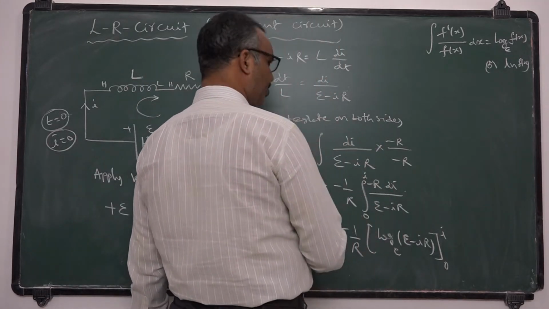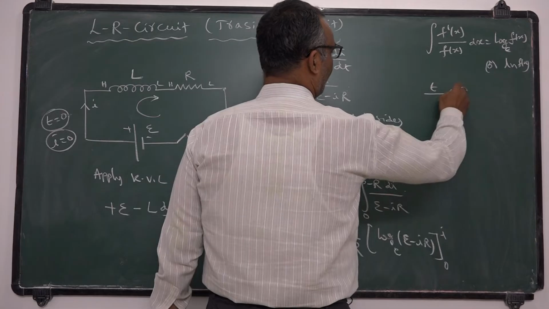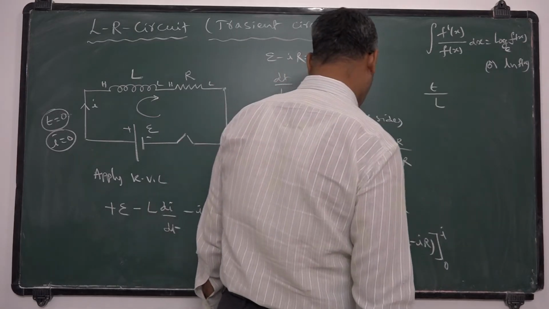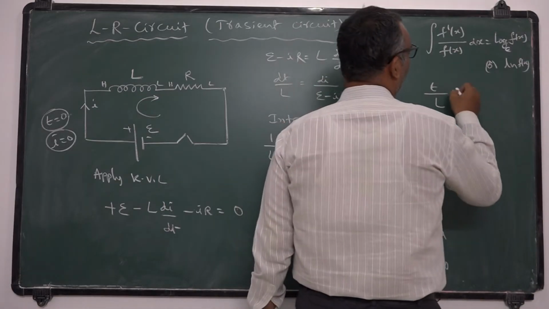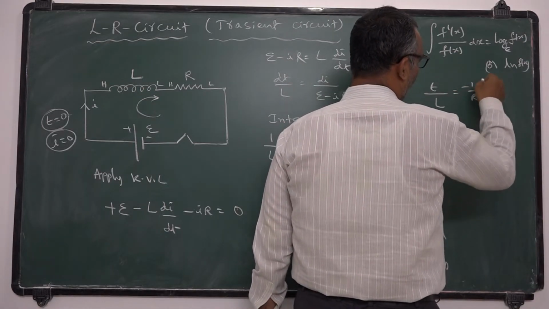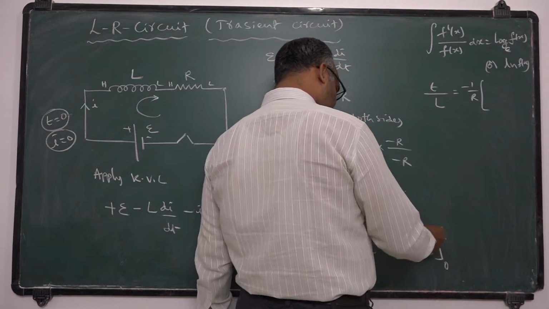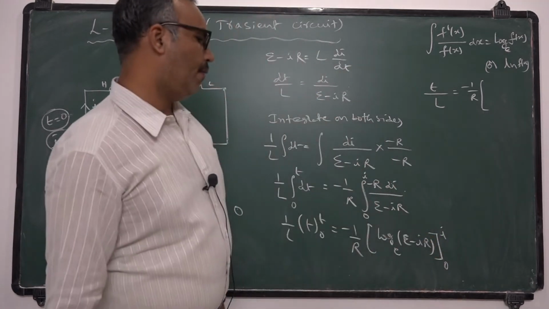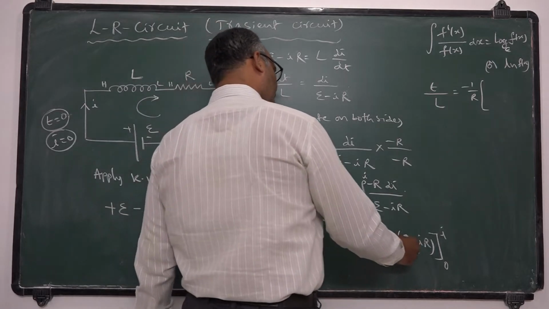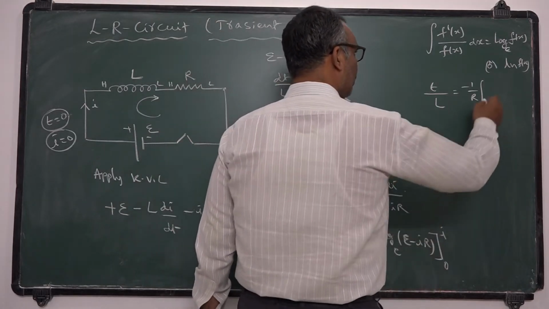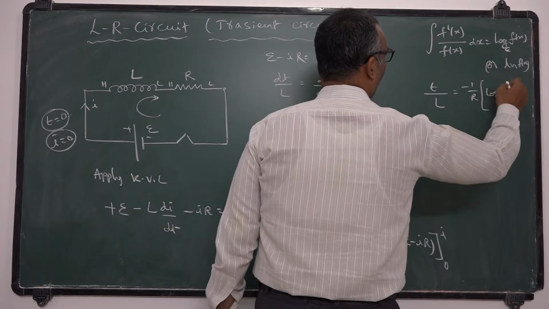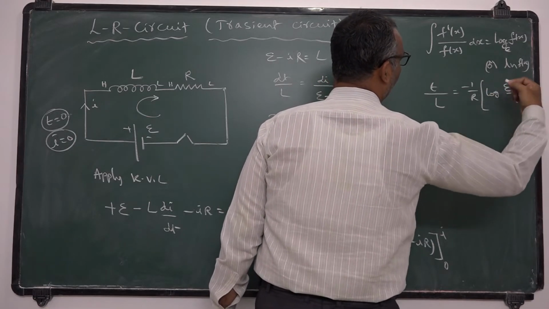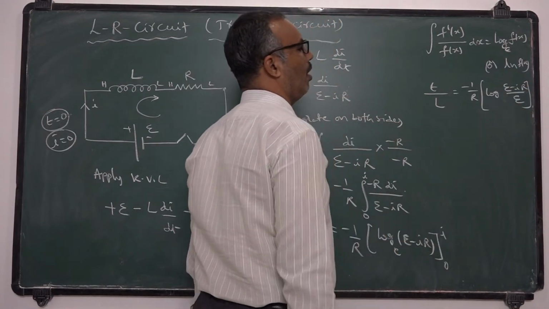It becomes t minus 0, t by L. This side, minus 1 by R into. First of all, I need to substitute I. Next, I need to substitute 0 in the place of I. So it becomes log E minus IR minus log E. So log of (E minus IR) by E, because log A minus log B is log A by B.